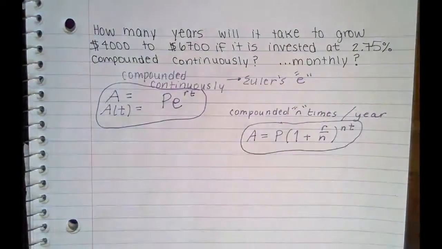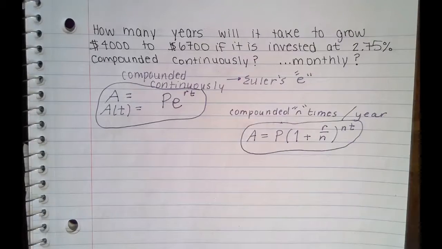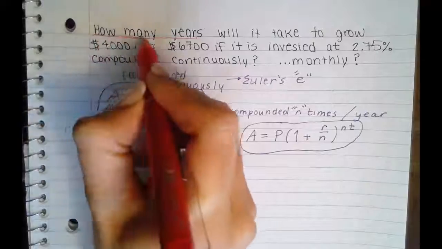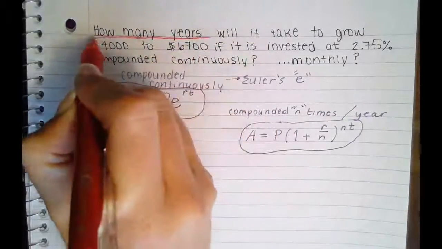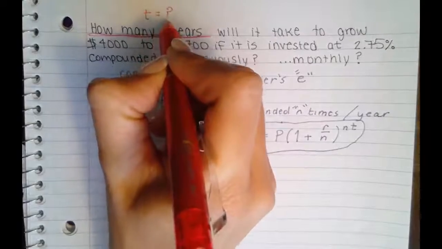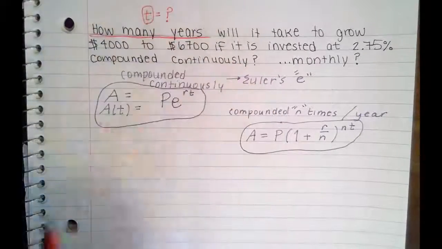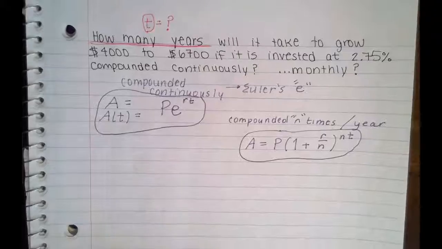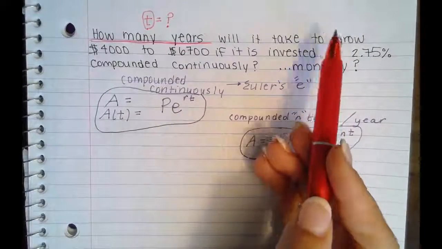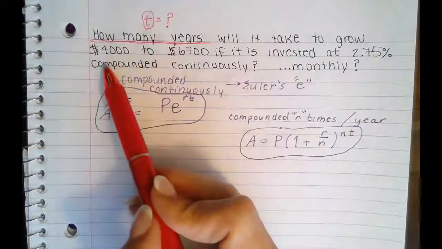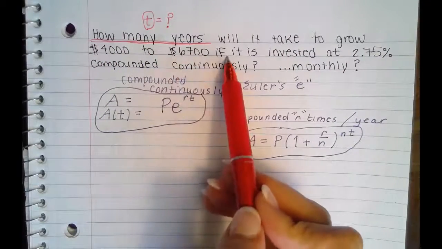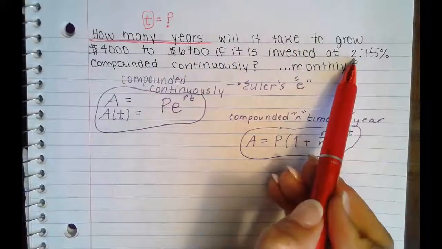So how many years will it take? So you're solving. As soon as you read these word problems, how many years? Well, that tells me that I'm trying to solve for time, so I should be using a formula that has a t in it, and everything should be filled in except for t if I'm solving this, right? Will it take to grow? So your money is increasing, it's getting larger. Grow $4,000 to $6,700 if it is invested at 2.75.